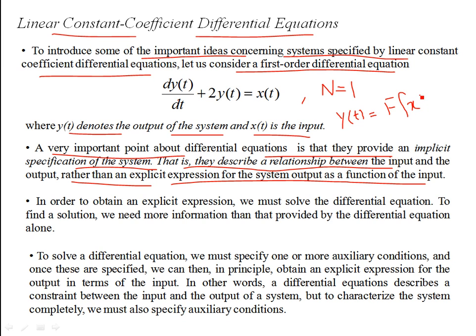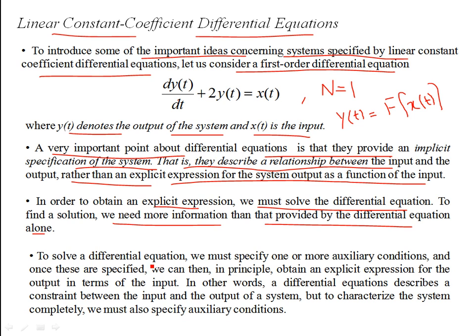In order to evaluate this function explicitly, we must solve this differential equation, and to find a solution we need more information than that provided by the differential equation itself. Once you solve it, you will need some supplementary, or auxiliary, information, because there will be some constants turning up that need to be evaluated in the context of the behavior of the system. So we need some initial conditions or constraints.